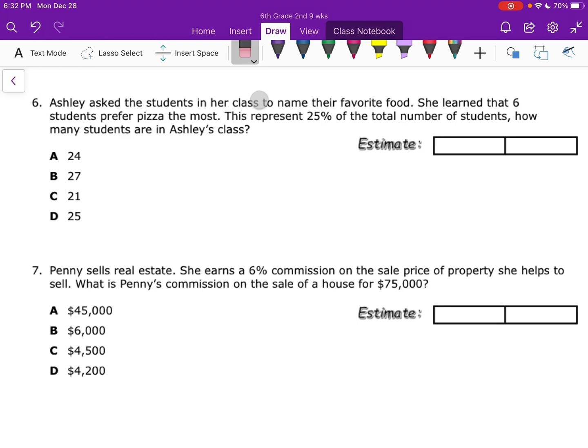Okay, it says Ashley asked the students in her class to name their favorite foods. 6 prefer pizza. This represents 25%. Oh, remember, this represents is going back and talking about the 6 from the question before, right? So the 25%, that means I'm missing the total. So the 25% is 6. And I don't know the 100%. That's my question mark.